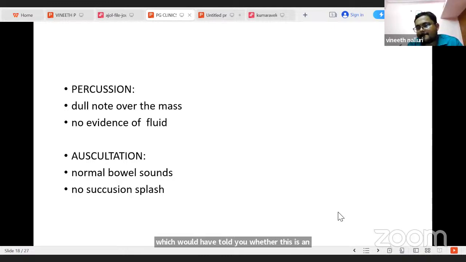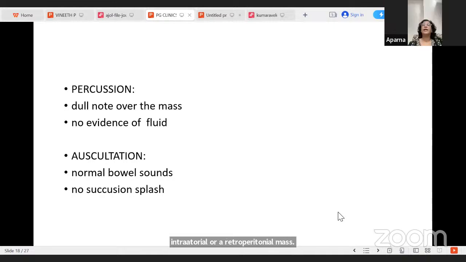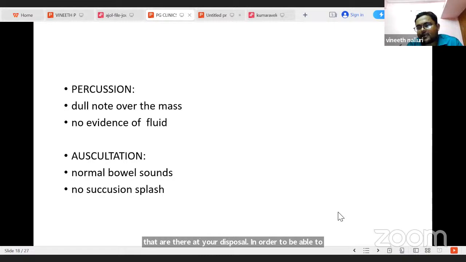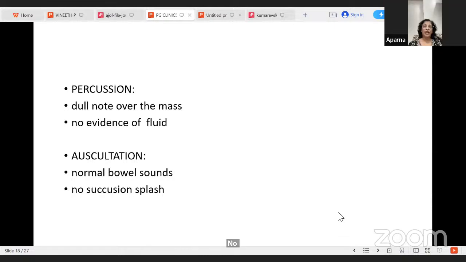So you have to do all the tests that are at your disposal in order to be able to bring out more of the factors. And your differentials have to be there. It is very, very unusual to have just one diagnosis at the end of clinical history and examination. You should generally have arguments for or against.